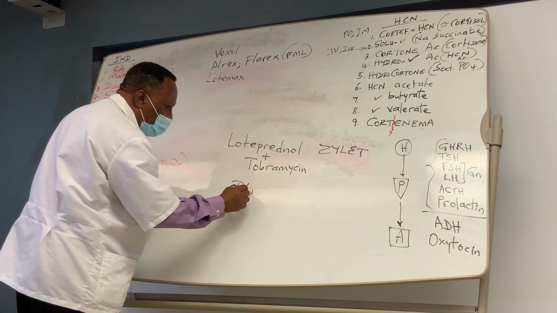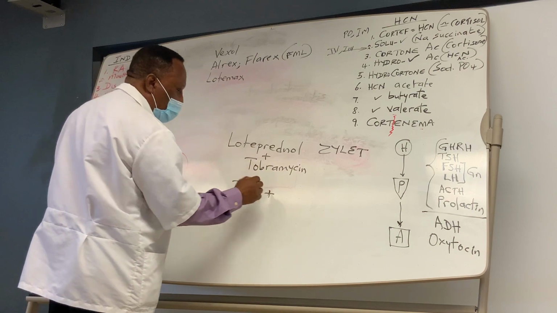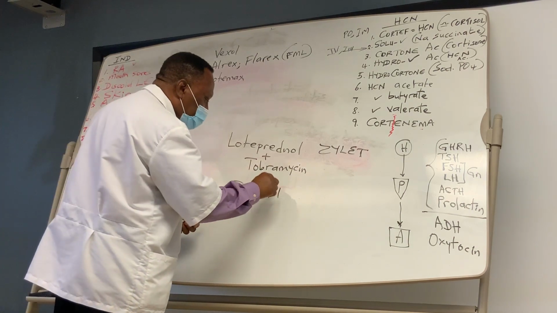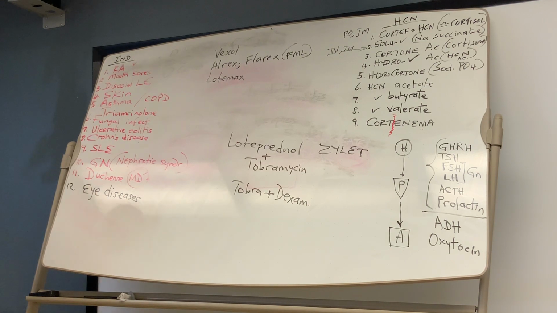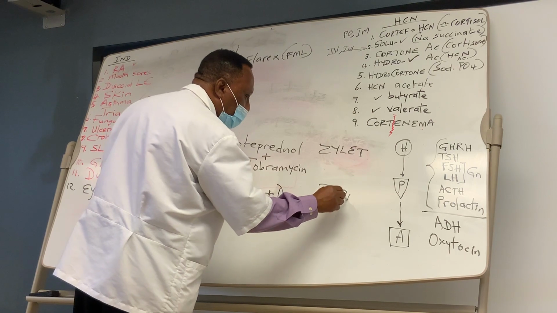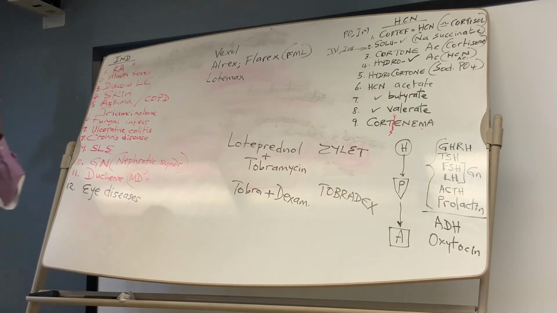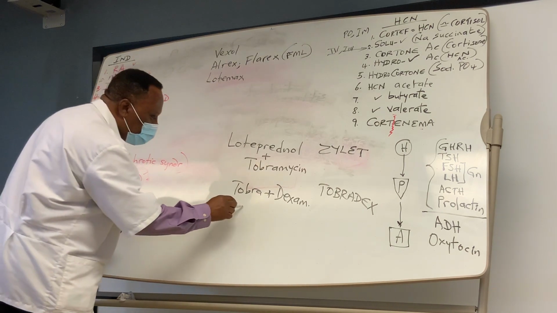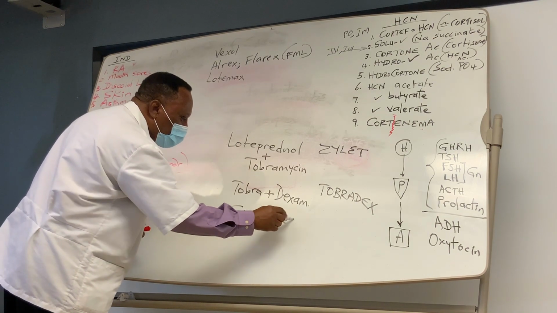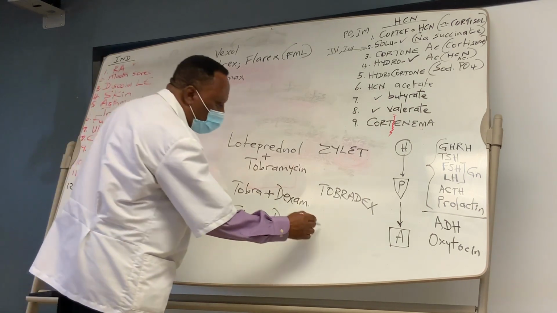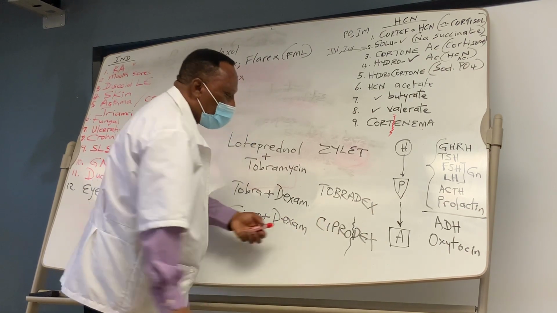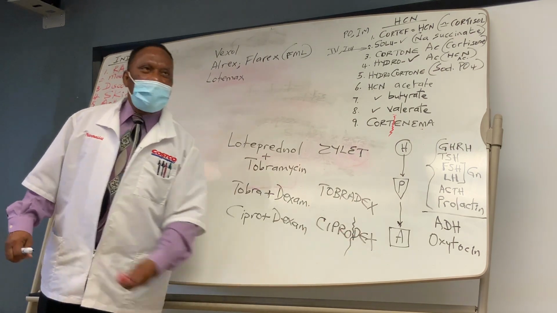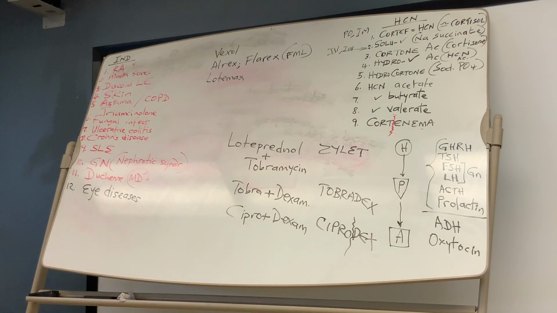This tobramycin is also sometimes combined with that dexamethasone that we were talking about. Tobramycin with dexamethasone is what you have in Tobradex. You can also see it combined with Cipro or ciprofloxacin. And that would be your Ciprodex. That is ciprofloxacin, which is an antibacterial, combined with dexamethasone, which is your long-acting agent that would have no mineralocorticoid activities.